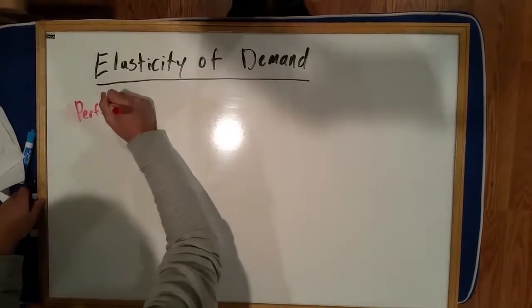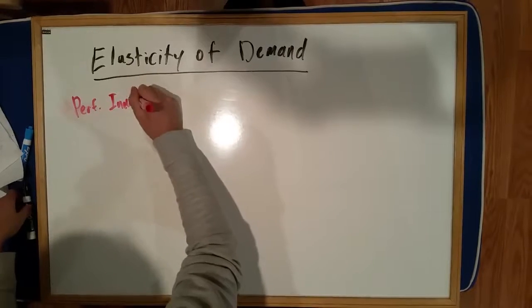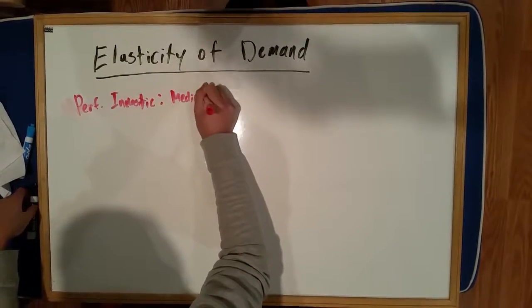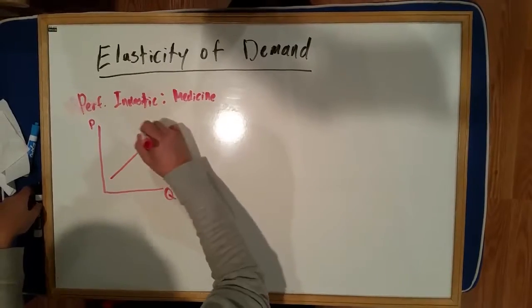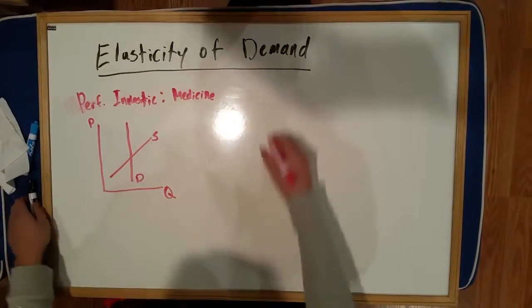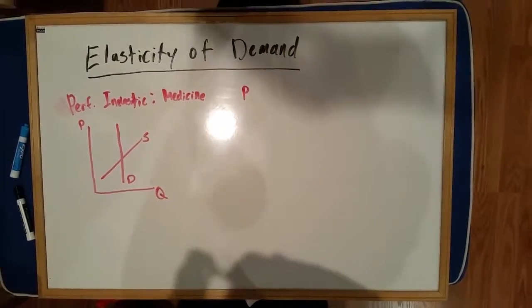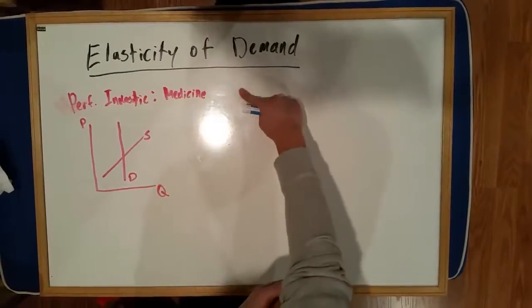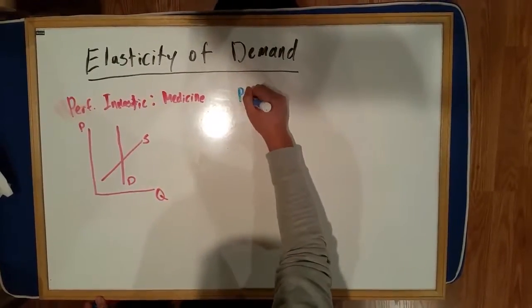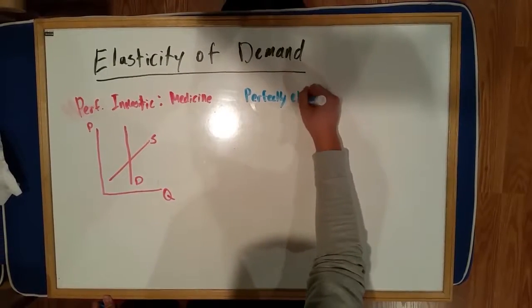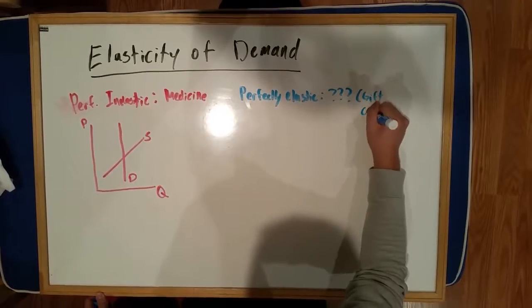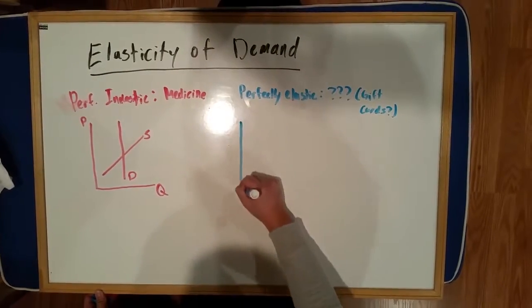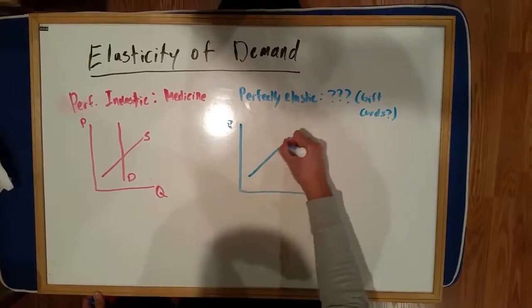So let's take a look at the graphs of perfectly inelastic goods and perfectly elastic goods. The graph for a perfectly inelastic good like medicine, the demand curve would be completely vertical because any change in the price of the product would cause zero change in the quantity demanded. And then on the other hand, looking at a perfectly elastic good, the demand curve is completely horizontal because any shift in the price would cause a complete shift in the quantity demanded for the product.